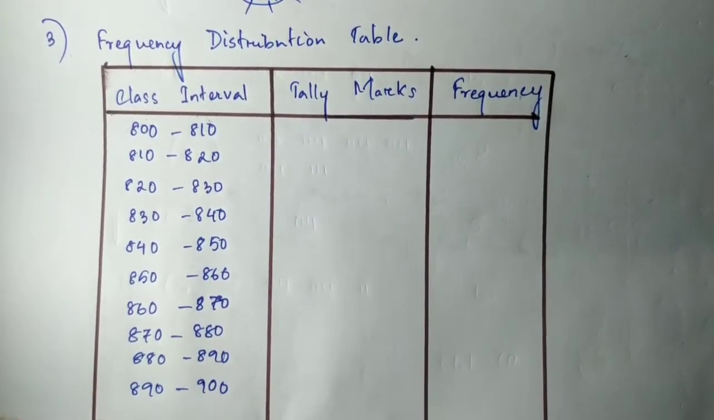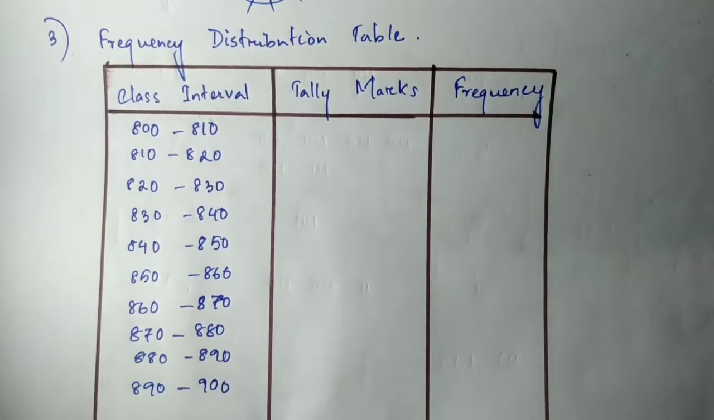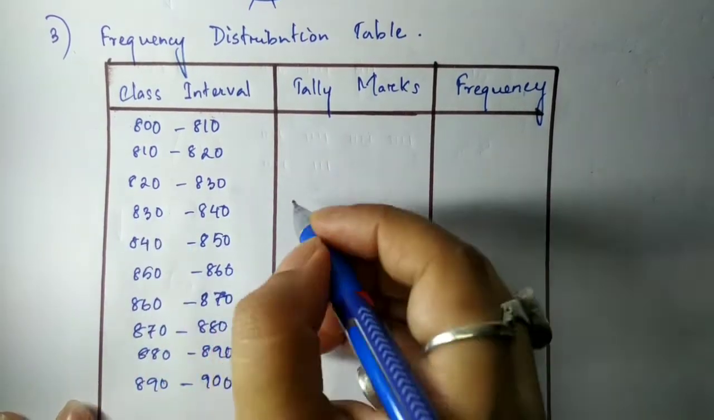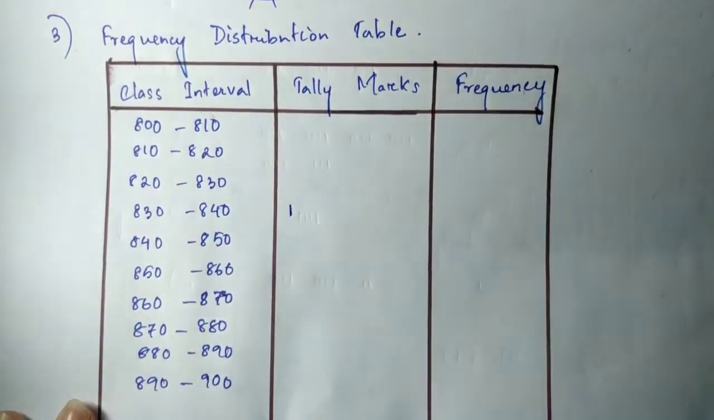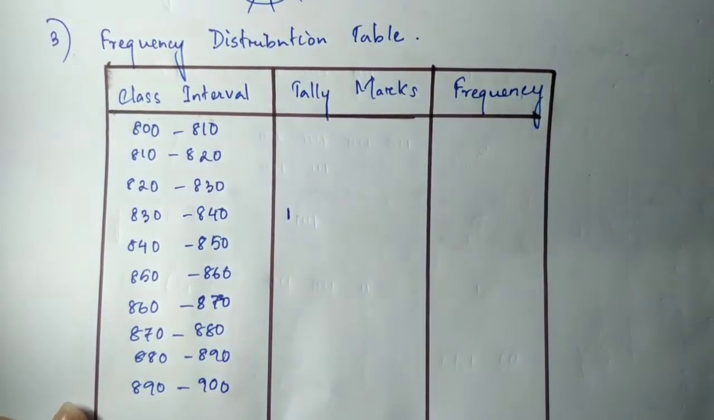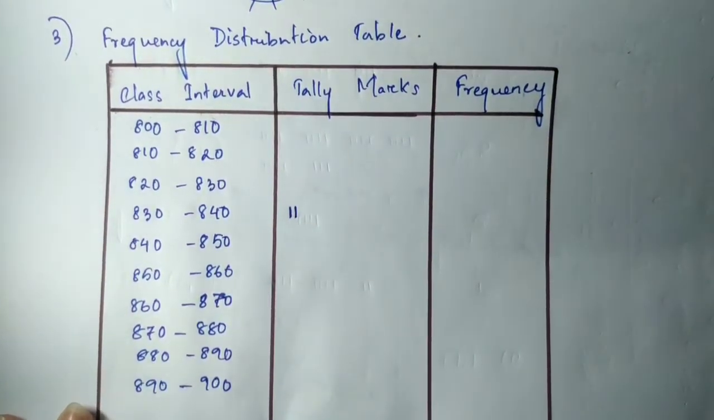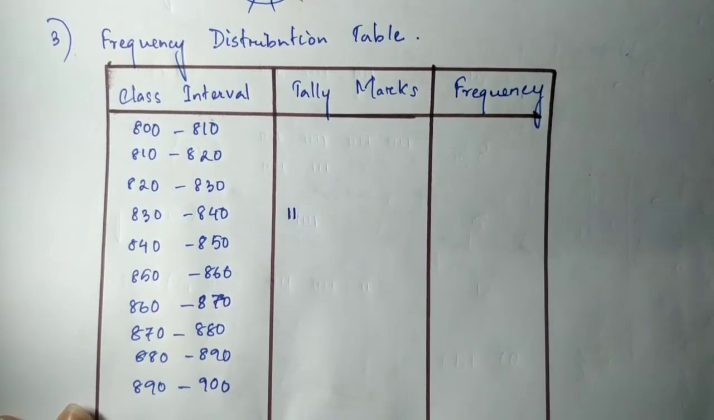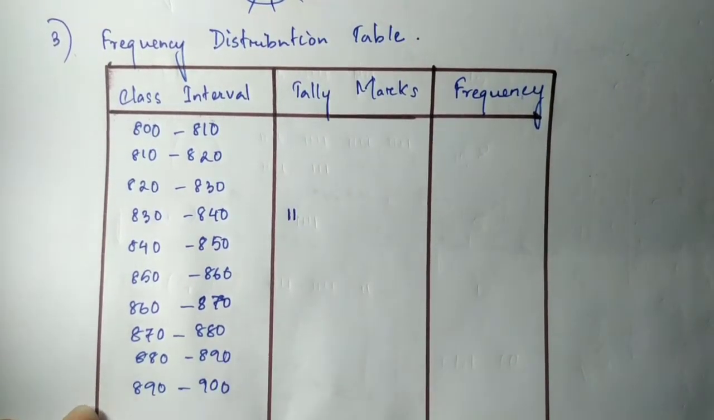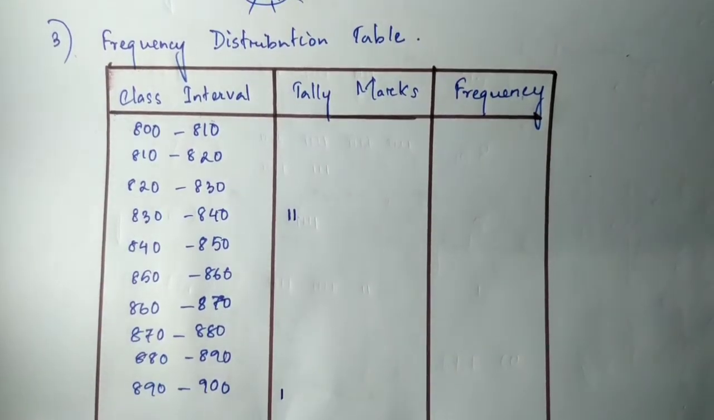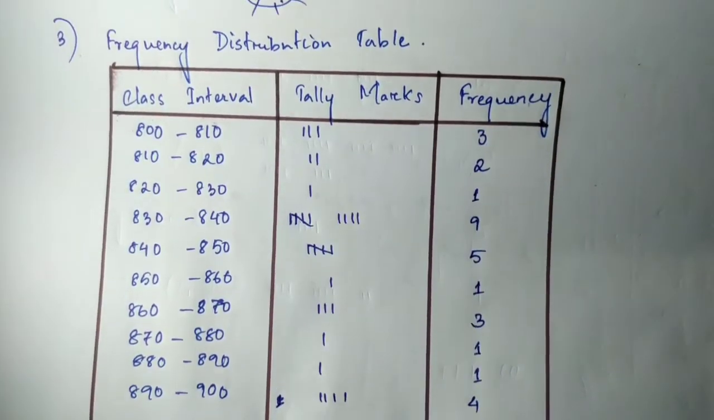Now let's see the data in the question. The first one is 830. You can see 830 is here and also here, but as I explained earlier, 830 will come here. Similarly 835 will also come here. Next is 890. 890 will not be here, but it will be here. Similarly, we will find the tally marks for all of them. Let's do that now.